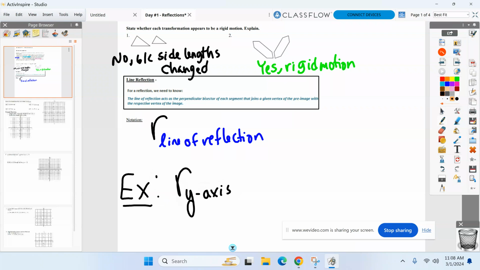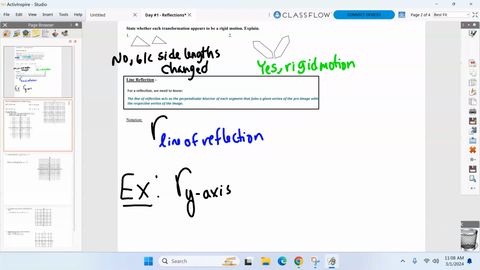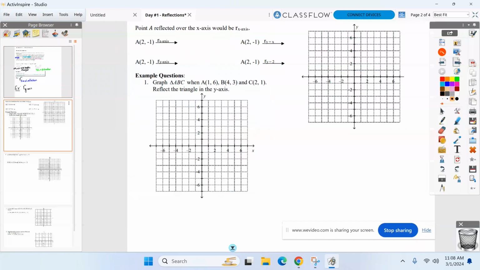All right, ready? Ready to do some actual reflections with me. Before we start, I want to go over expectations in this unit. You will start noticing a lot of graphs. A lot of graphs. It helps to do these on graph paper.